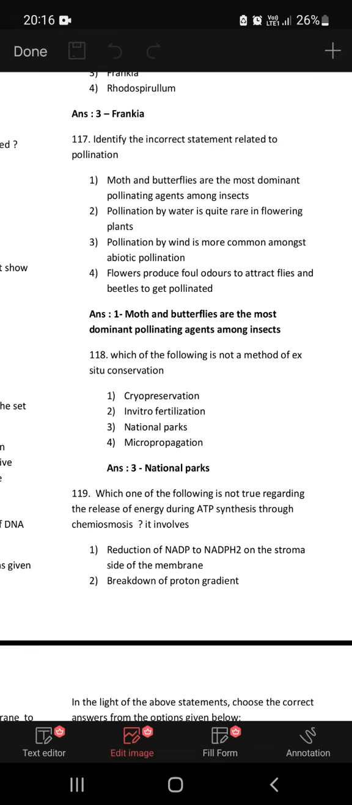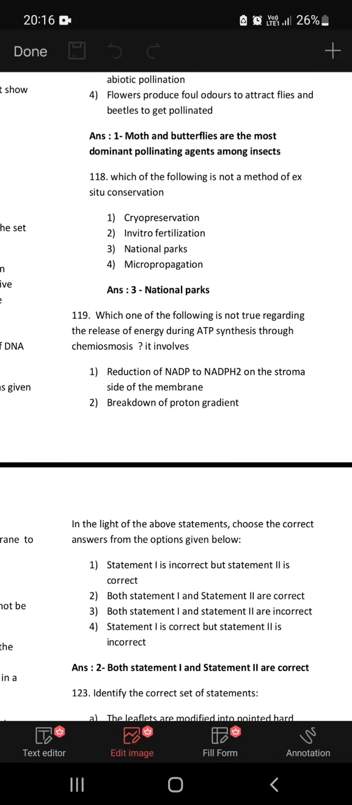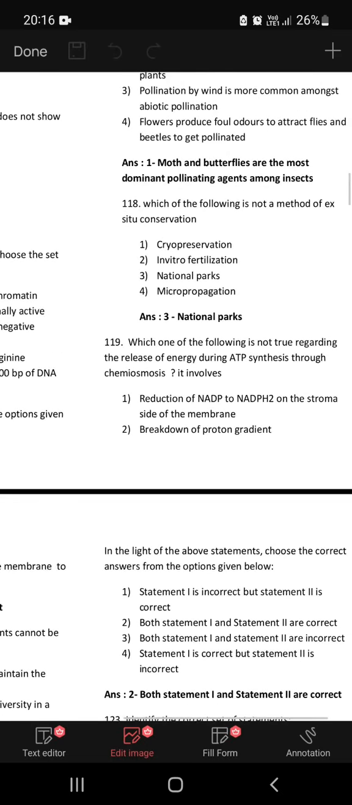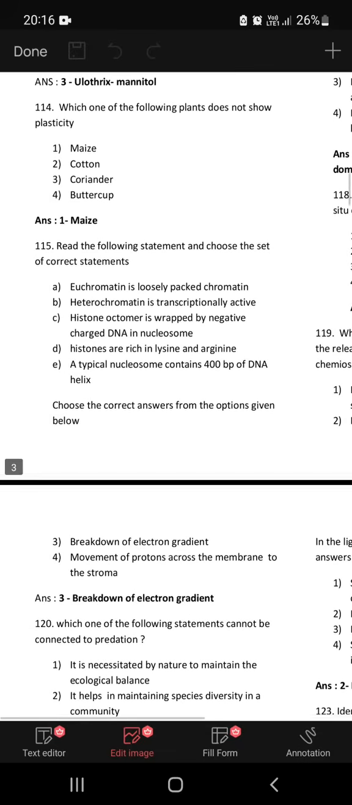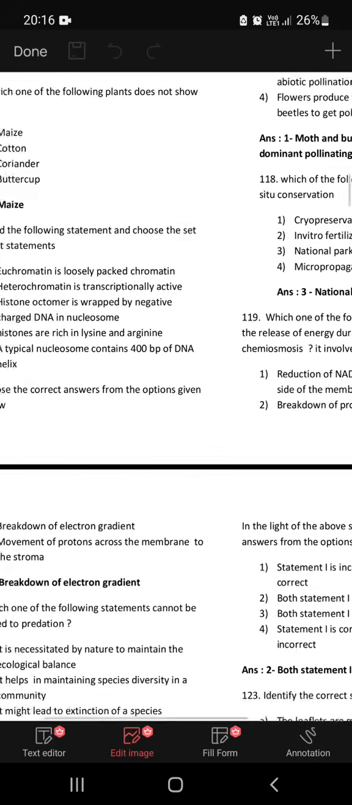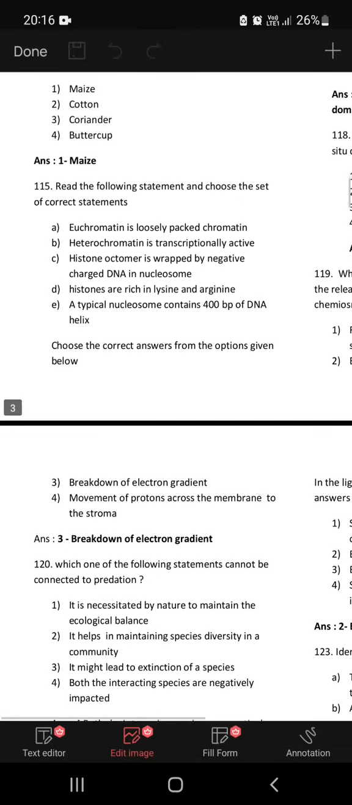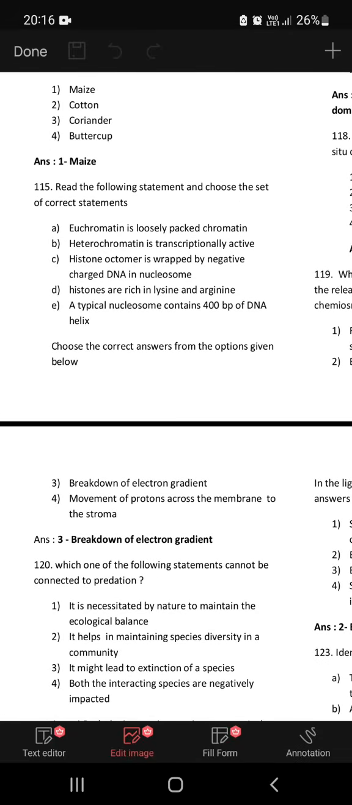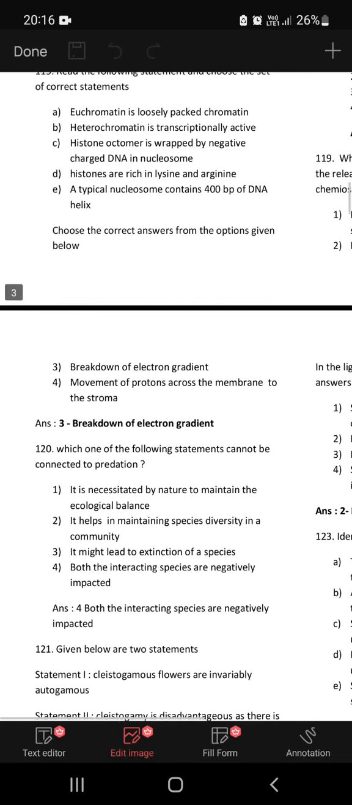Which of the following is not true regarding the release of energy during ATP synthesis through chemiosmosis? It involves reduction of NADP to NADPH2 on the stroma side of the membrane, breakdown of proton gradient, breakdown of electron gradient, and movement of protons across the membrane to the stroma. This is a voluminous question, and you have to find the incorrect statement. The breakdown of electron gradient doesn't happen. Proton gradient breakdown happens. So the third one is the incorrect statement.